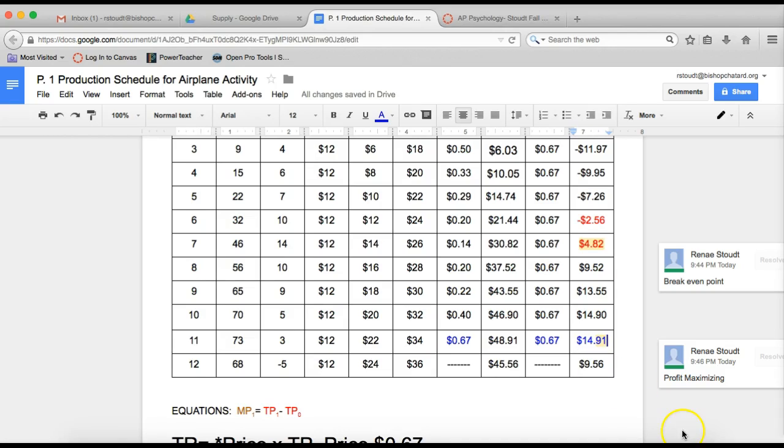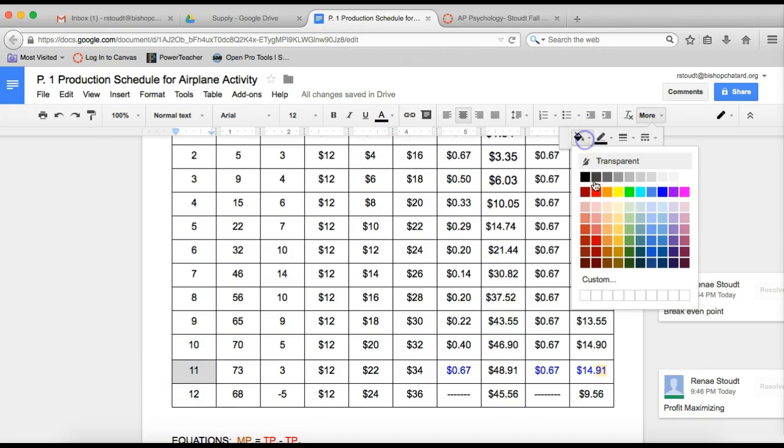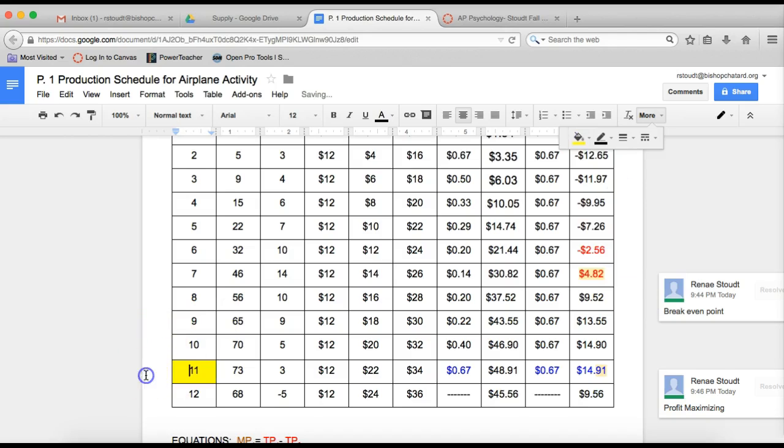So the profit maximizing point actually answers our ultimate question. This is how many workers we should actually hire. So do me a favor, highlight, circle, whatever, that 11th worker. That's how many people we should hire because our marginal cost and our marginal revenue are the same and our profit is the highest.